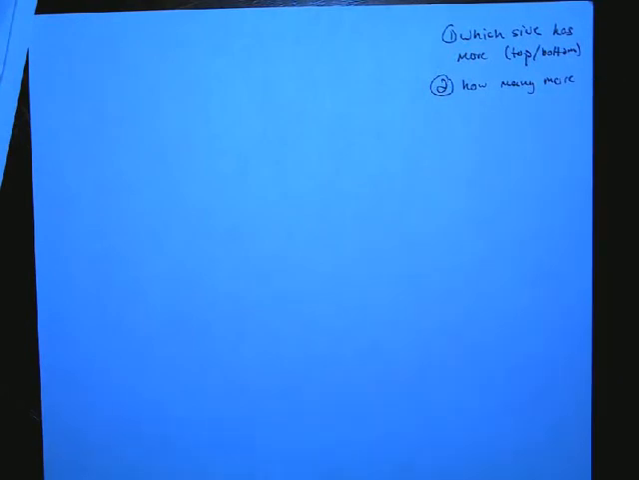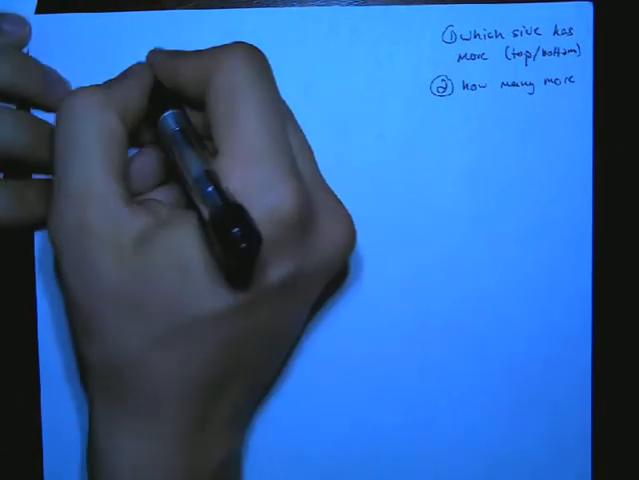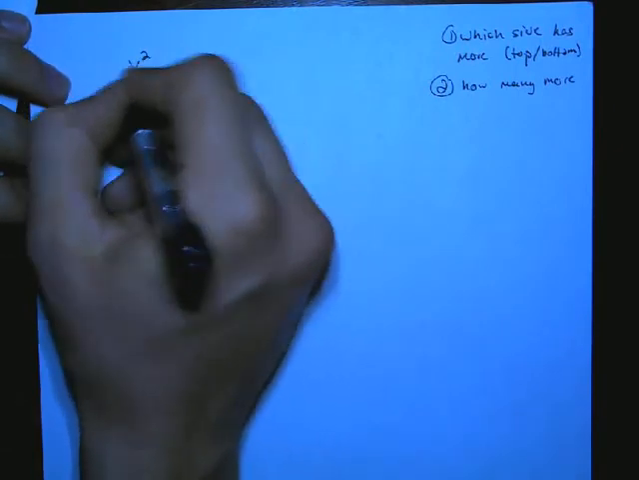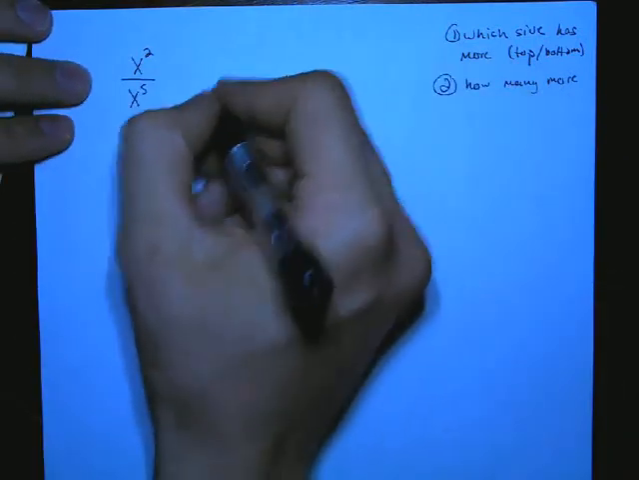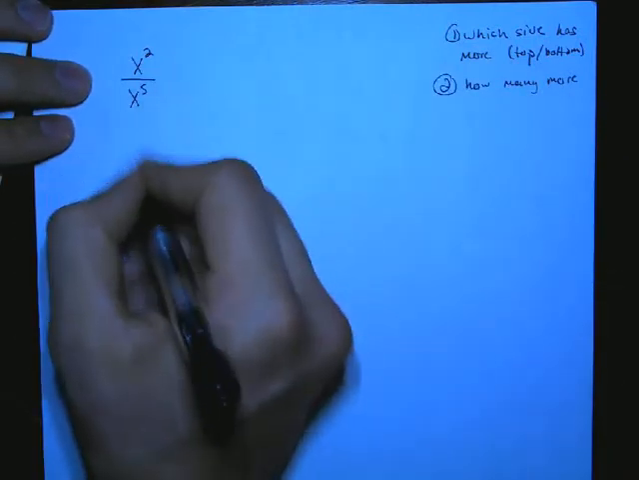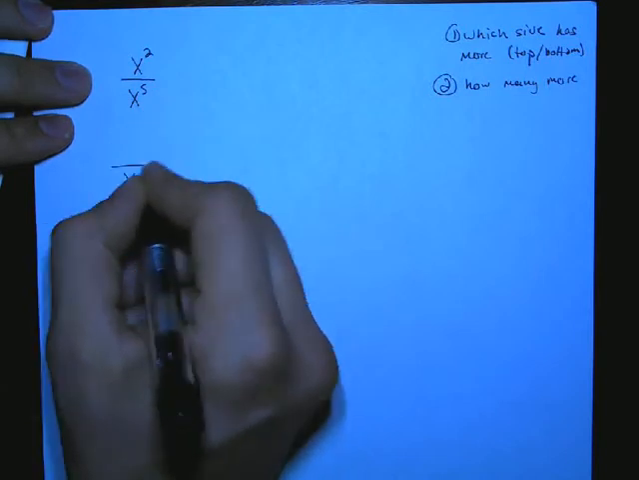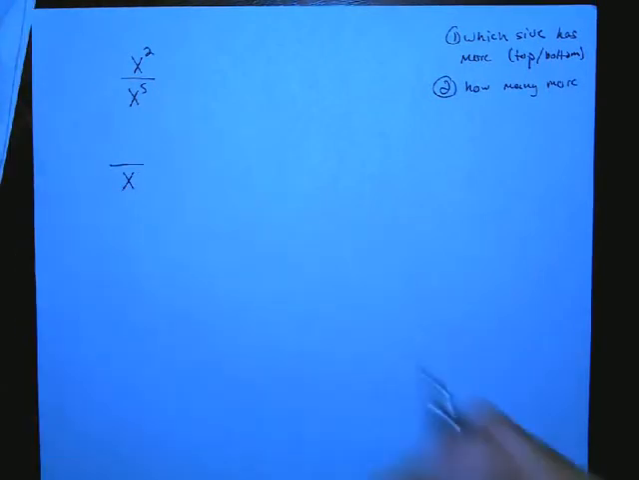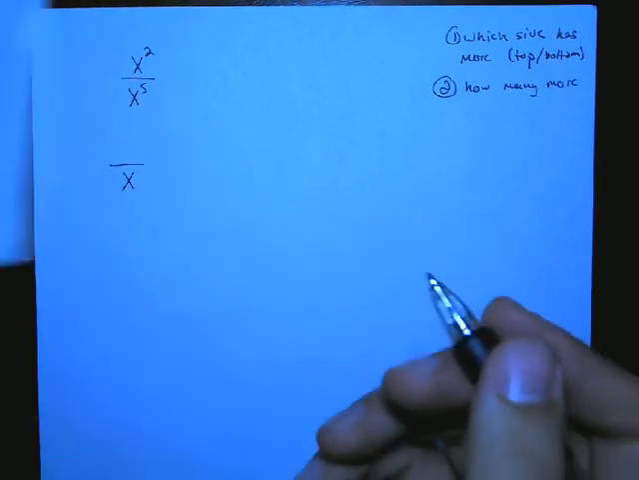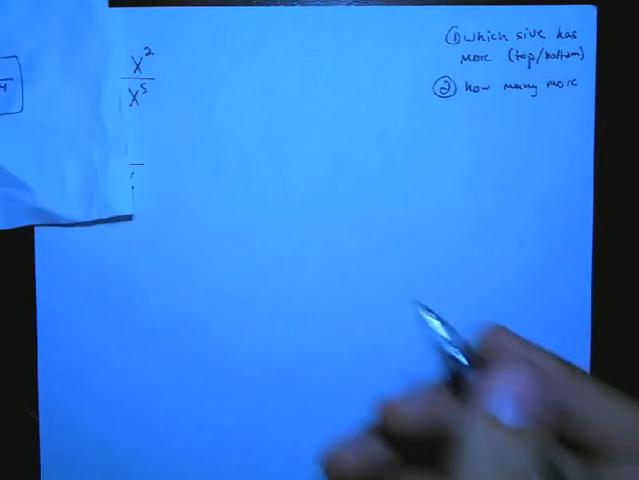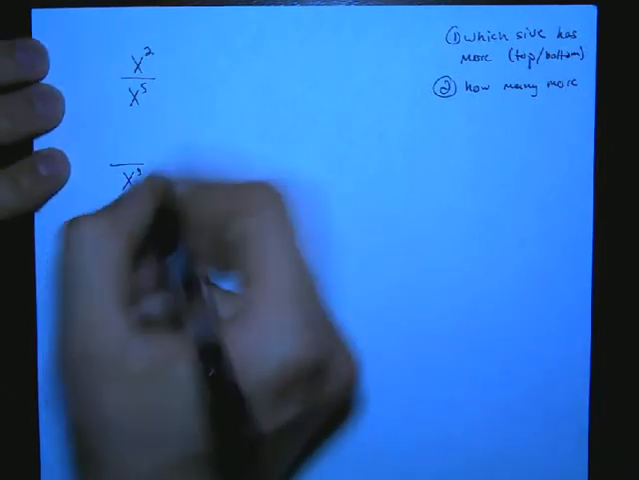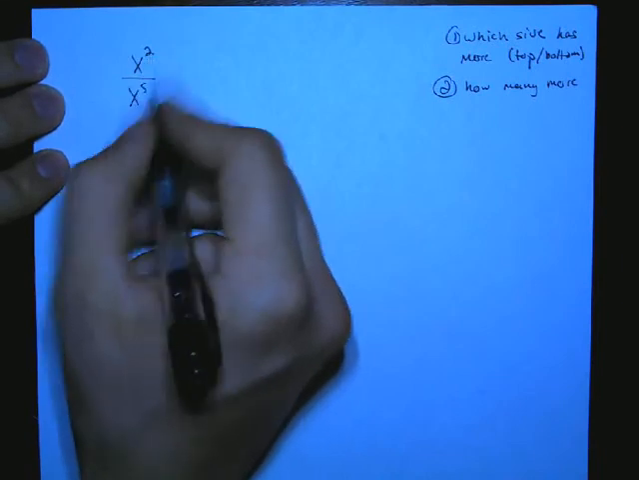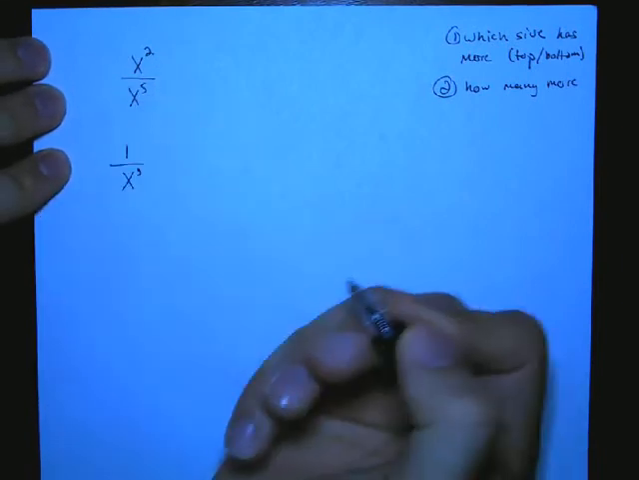So, keeping those two questions in mind, let's attack our first problem. We've got x squared over x^5. Now, we're going to apply our two questions. Which side has more? Which side has more x's? Well, the bottom does. It has 5 x's multiplied together, where the top only has 2. The next question, how many more? Well, it's got 3 more x's. The difference between 2 and 5 is 3. And we're going to put a 1 on top to hold its place.